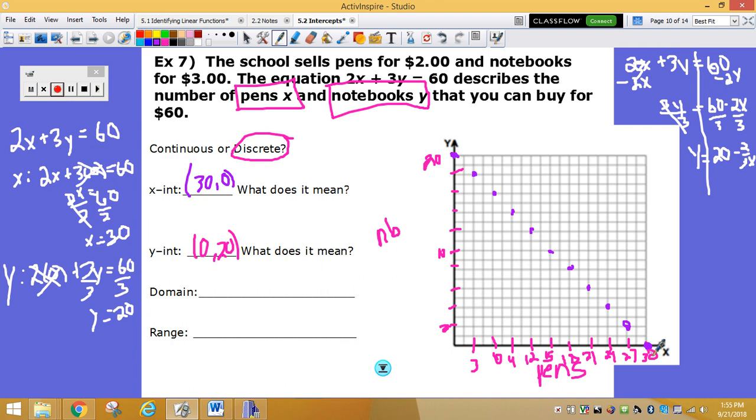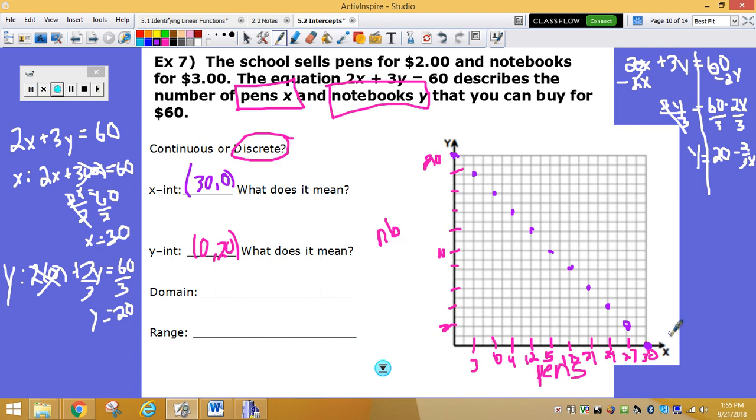Okay, so should I connect those dots? No, you should not, because it is discrete. Okay, so let's talk about what they mean. This is actually easy. So it's a word problem, talking about buying stuff.